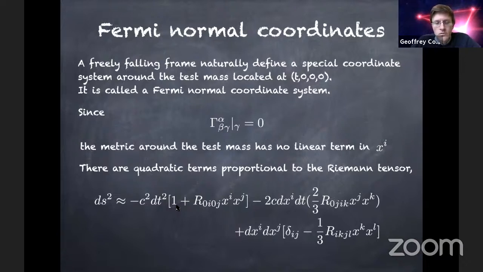And if you expand around the location of that freely falling frame, you arrive at a metric which looks like this when the deviation x is very small. So I'm not going to prove this. But it contains terms proportional to x squared, and it has to be proportional to the Riemann tensor because it's the derivative of the Christoffel symbols that we sum into the Riemann tensor.